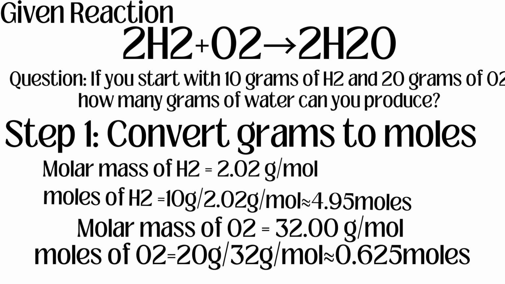Given the reaction 2H2 plus O2 to 2H2O. Question: if you start with 10 grams of H2 and 20 grams of O2, how many grams of water can you produce? Step 1. Convert grams to moles. Molar mass of H2 equals 2.02 grams per mole. Moles of H2 equals 10 g divided by 2.02 g/mole, which is approximately 4.95 moles. Molar mass of O2 equals 32.00 grams per mole. Moles of O2 equals 20 g divided by 32 g/mole, which is approximately 0.625 moles.